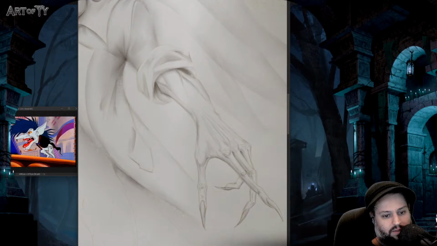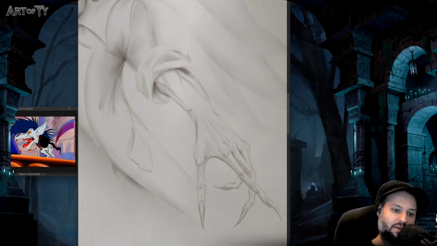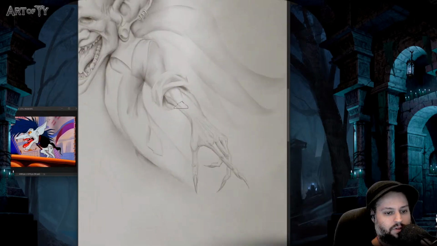Okay, let's get that a little closer in there, and then I may even pull up a reference of a veiny forearm at some point, so we can inform some of those choices.